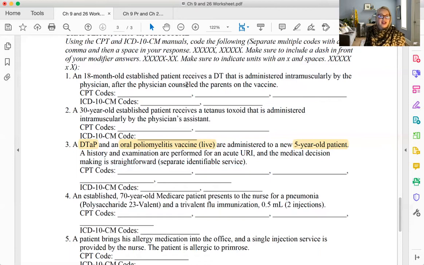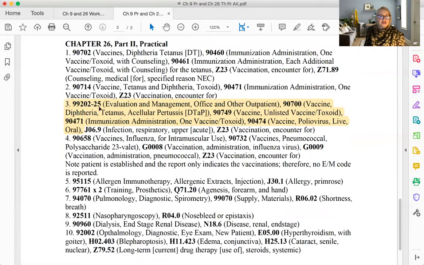Let's take a look at the answers for these and how we would have found these. If you looked at the answer key, you would have seen the evaluation and management visit for 99202-25. This goes into some of the detail in identifying the patient for the upper respiratory infection and the medical decision-making that was documented as straightforward. We will talk more about E&Ms later on as we cover that section in section 2 of our class. So for now, if you attempted this and you got it, give yourself a congratulations. If you didn't, that's okay. We will focus on that later on.